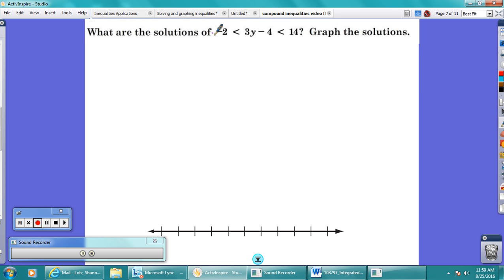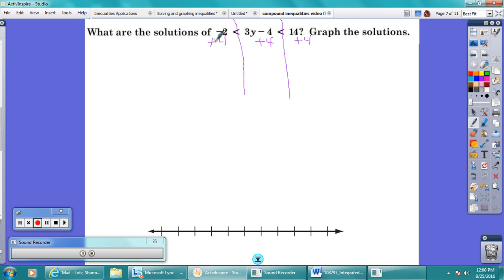What are the solutions of -2 less than 3y minus 4 less than 14? Graph the solutions, okay? Same thing. I have this in the center. I'm going to use the shortcut. I'm going to add the 4 to both sides. Watch this. I'm keeping my balance.